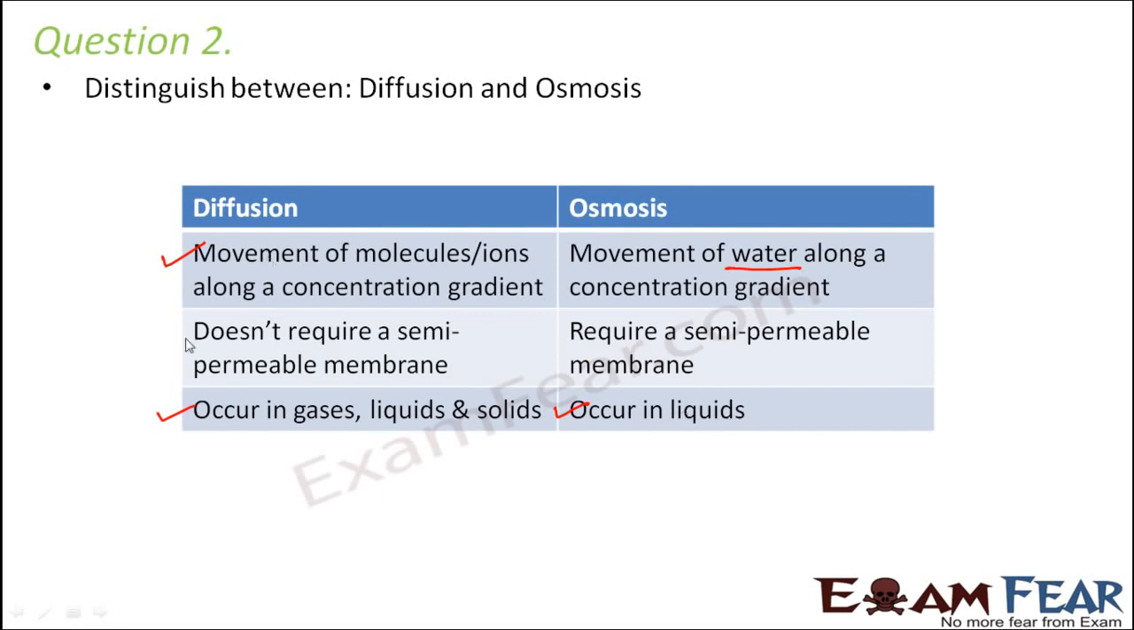In diffusion, we don't really need a semi-permeable membrane. That doesn't matter. But for osmosis, we always need a semi-permeable membrane. That is a membrane which selectively allows some substances to pass through it and doesn't allow some other substances.